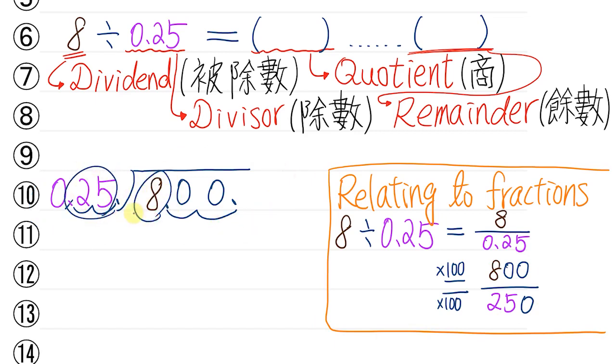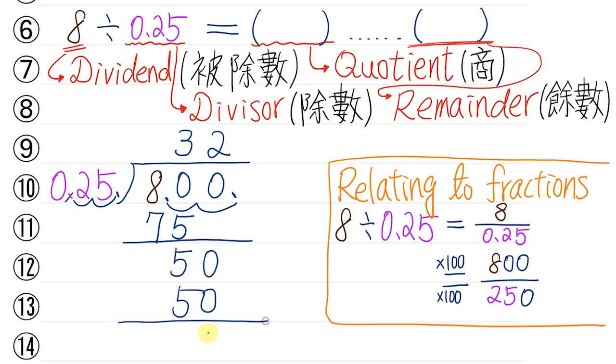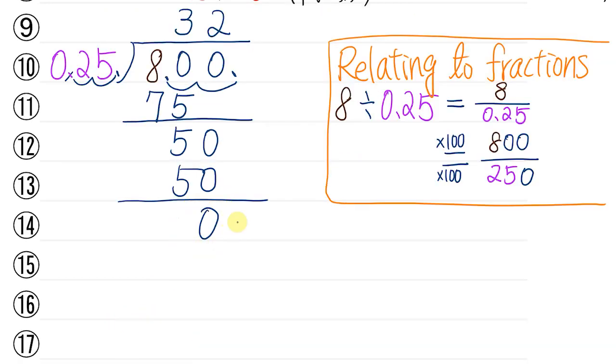25 does not go into 8, so the number above 8 is 0, which we don't have to write, so let's just leave it empty. And 25 does go into 80, so let's put 3 here. 25 times 3 is equal to 75. And we do the subtraction. 80 minus 75 gives us 5. And we bring down the 0. 25 no longer goes into 5, so we move to the next number, and we bring down the 0. 25 does go into 50, so we place 2 here. 25 times 2 gives 50. 50 subtract 50 gives 0. And once we reach the number 0, we know we are done with this division.